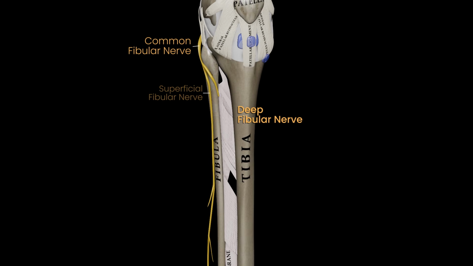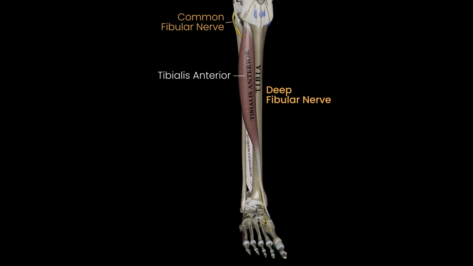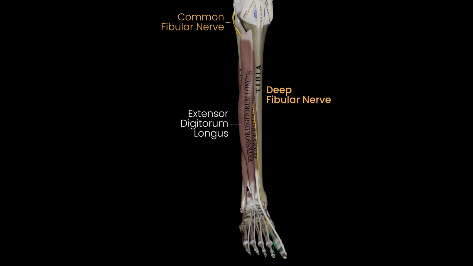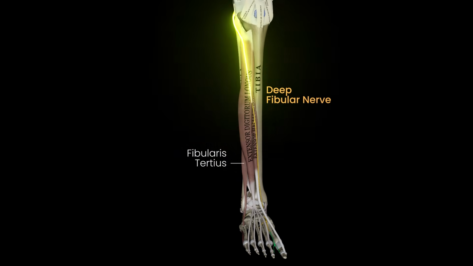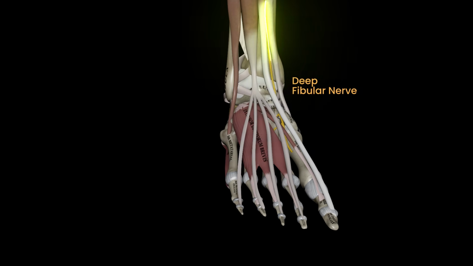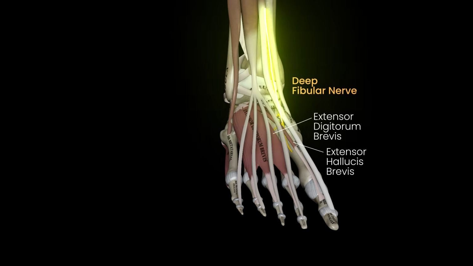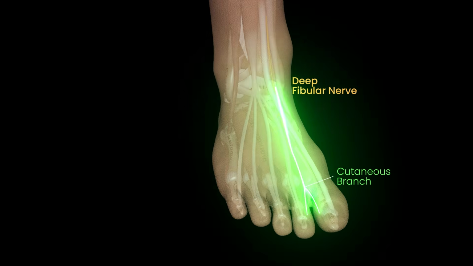The deep fibular nerve enters the anterior compartment, supplying the tibialis anterior, extensor digitorum longus, extensor hallucis longus, fibularis tertius, extensor digitorum brevis, and extensor hallucis brevis, and finally gives off its cutaneous branch in the web space between the first two toes.